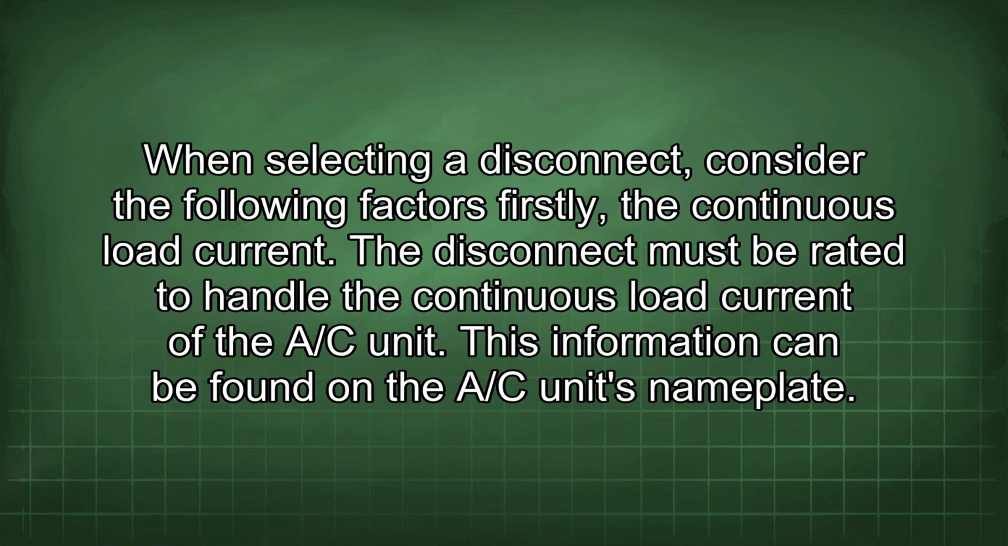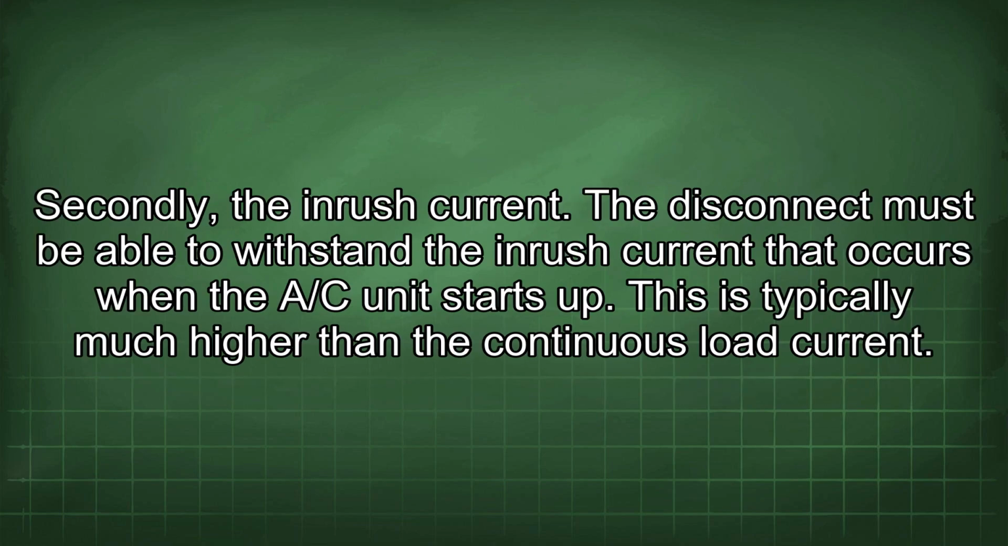When selecting a disconnect, consider the following factors. Firstly, the continuous load current. The disconnect must be rated to handle the continuous load current of the A/C unit. This information can be found in the A/C unit's nameplate. Secondly, the inrush current. The disconnect must be able to withstand the inrush current that occurs when the A/C unit starts up. This is typically much higher than the continuous load current.